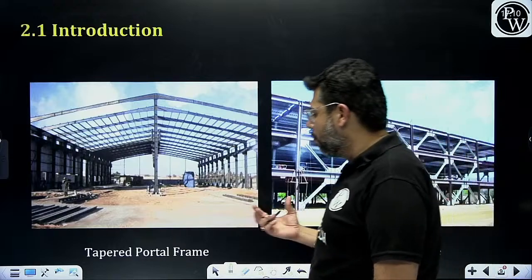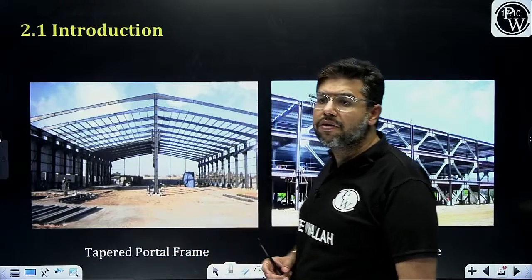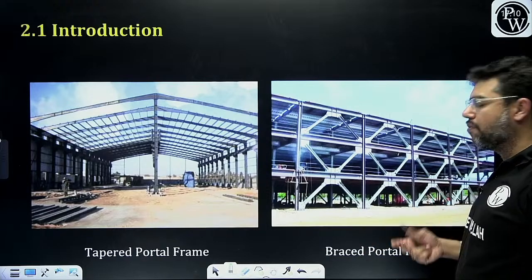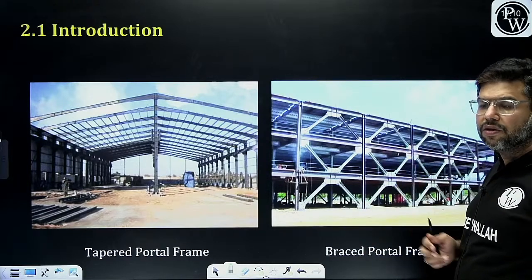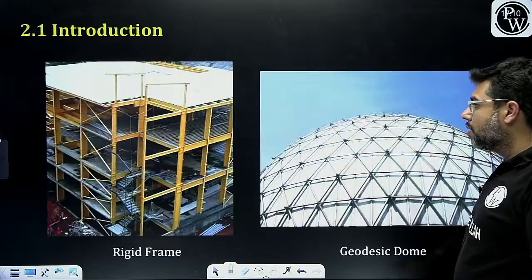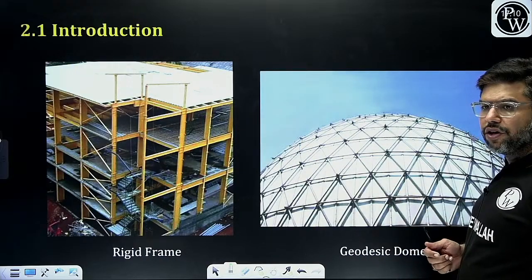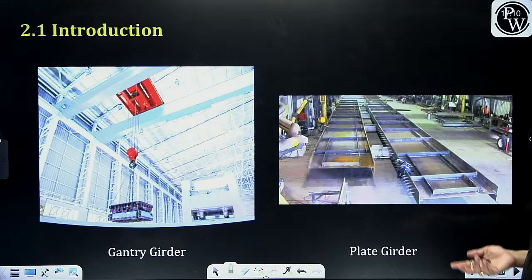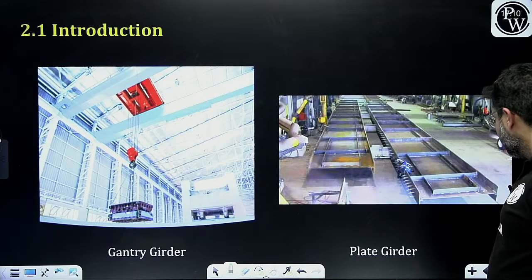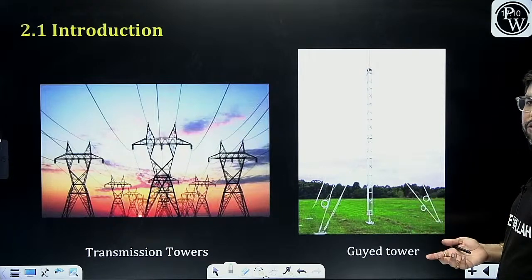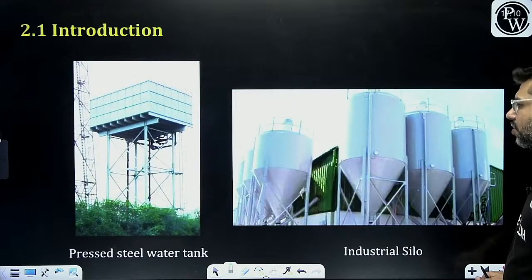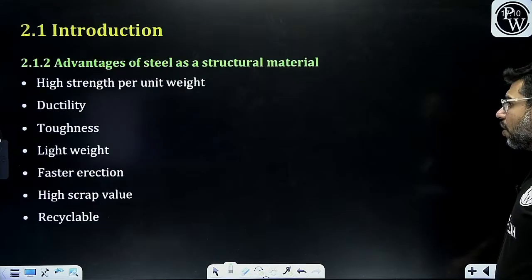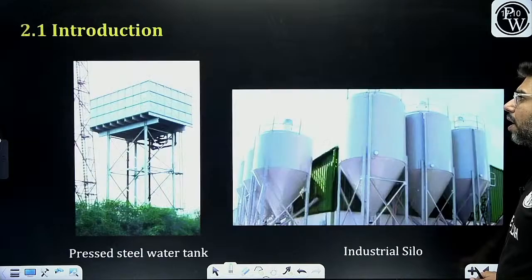You can have tapered portal frames that are used as industrial buildings. Then you can have braced portal frames like this. You can construct multi-story buildings out of steel. You can have this rigid frame structure or a geodesic dome. These are the various kinds of steel structures used in civil engineering. This transmission tower, guide tower, etc. These are all steel. Then you can have steel water tanks and industrial silos.